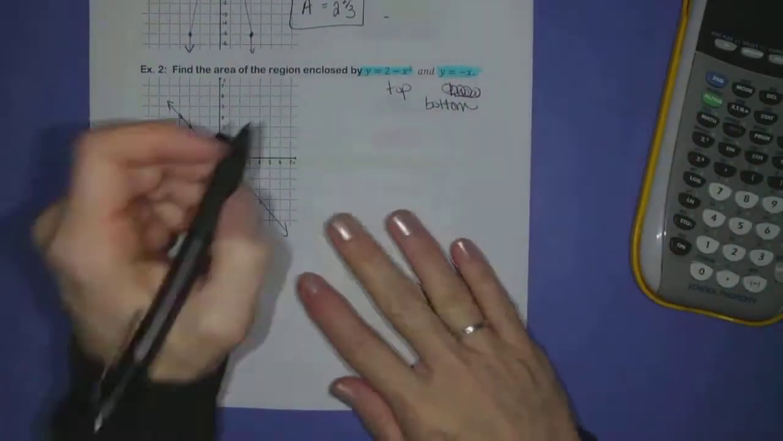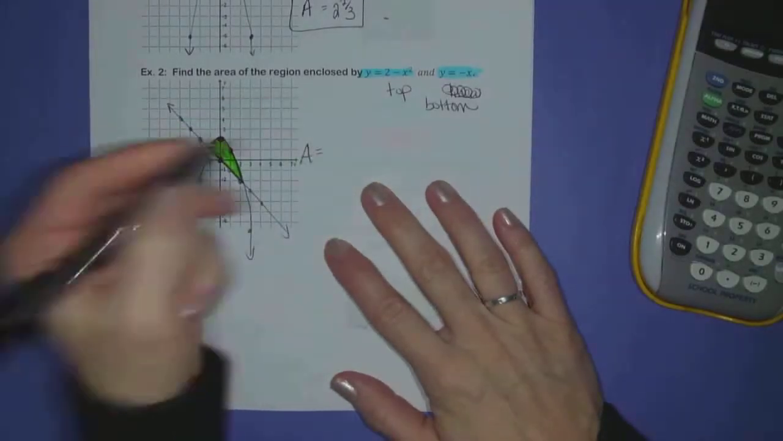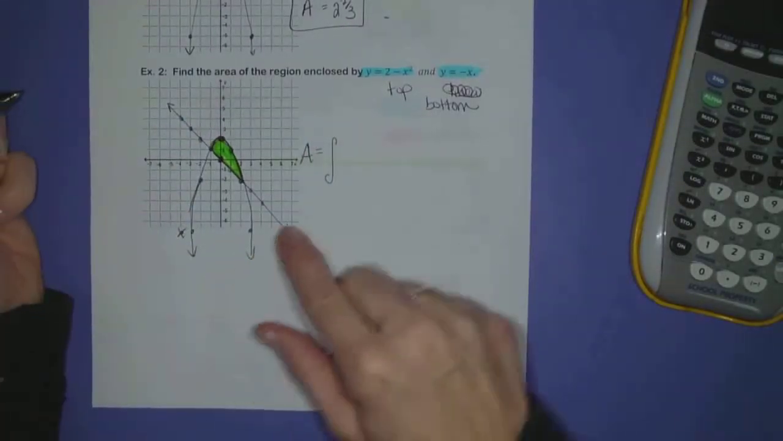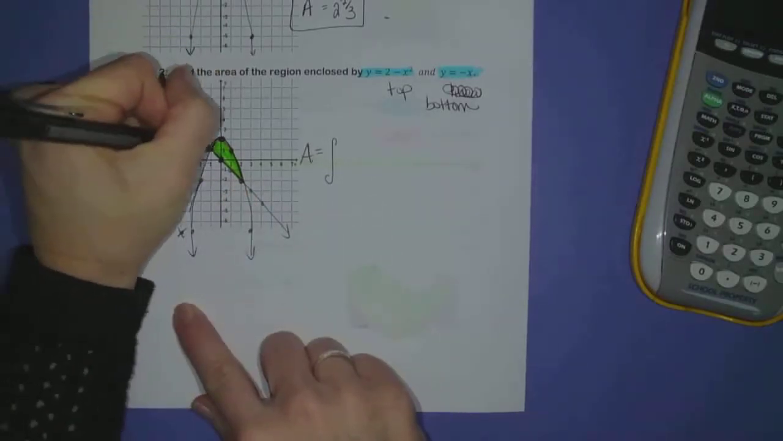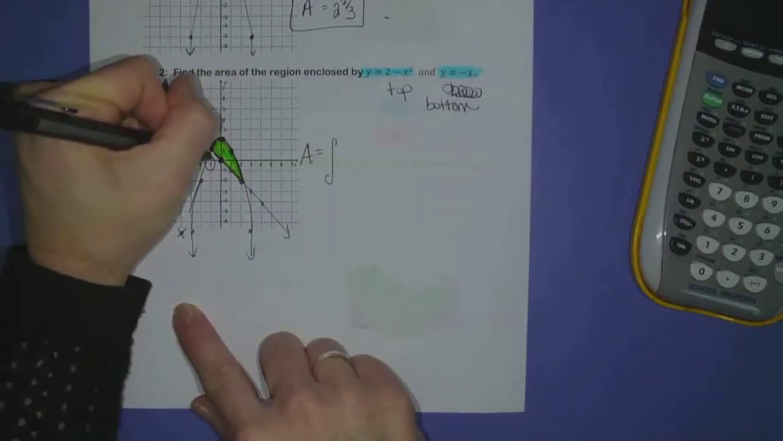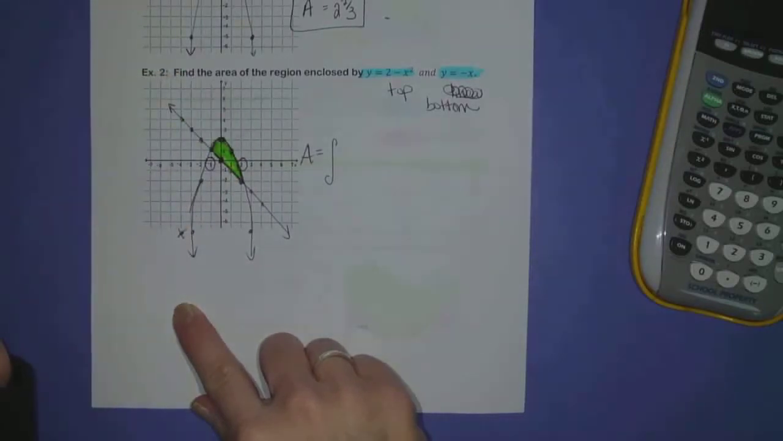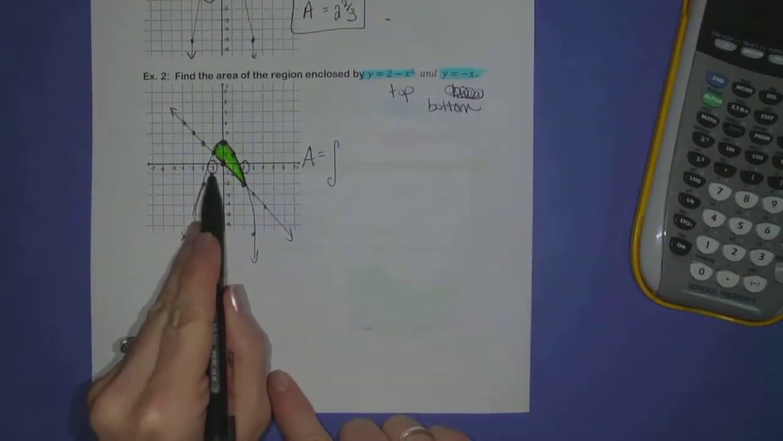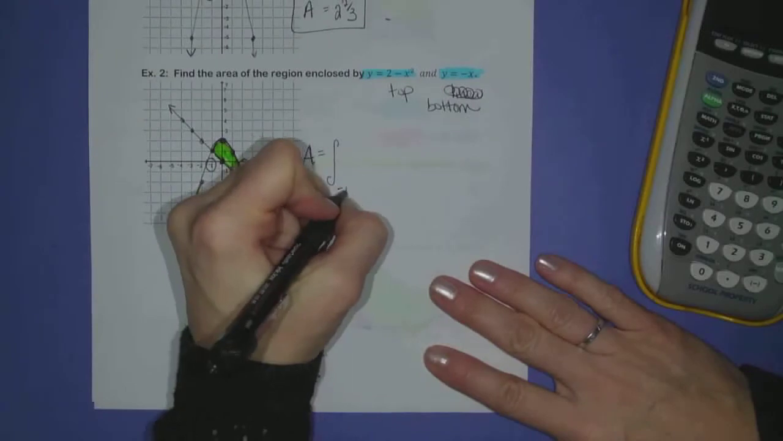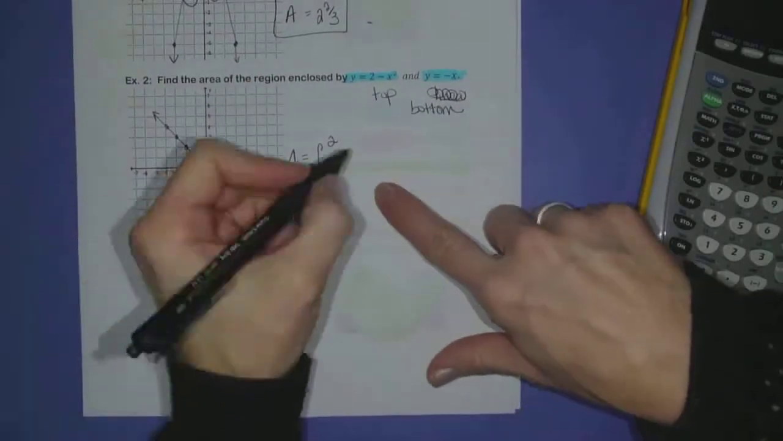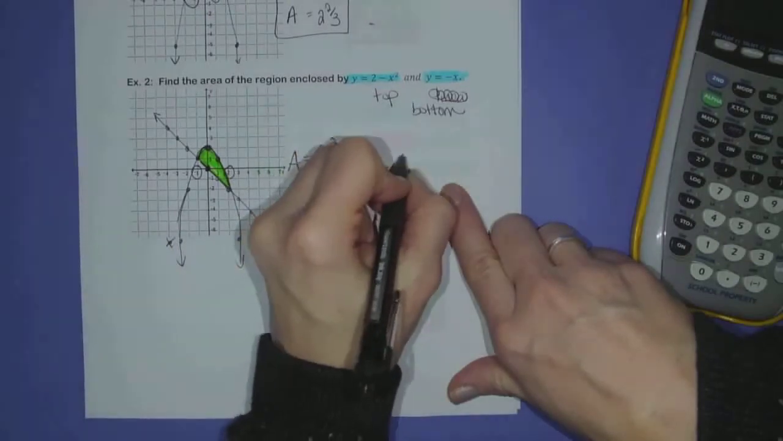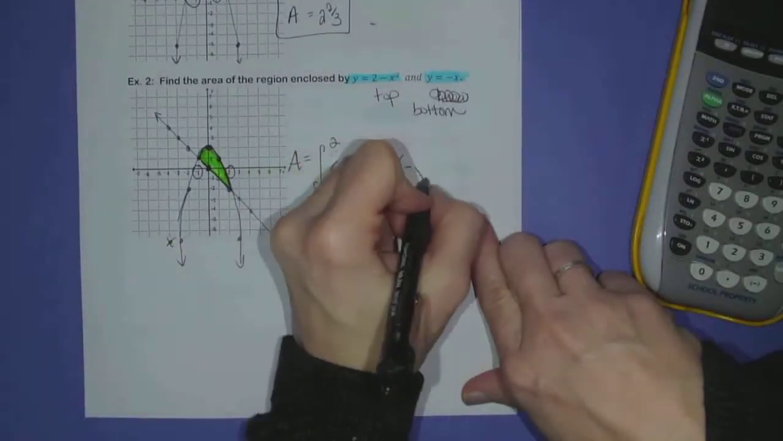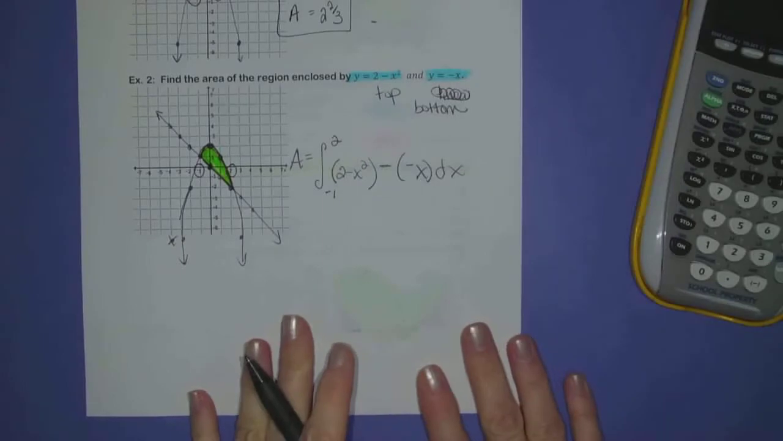Okay, so now to find the area of the green section, I'm going to do the definite integral from, okay, where is my green bounded on the x-axis? On the left side, -1. On the right side, 2. So we're running from x equals -1 to x equals 2, of the top, 2 minus x squared, minus, watch your signs, the bottom. You have a double negative there.